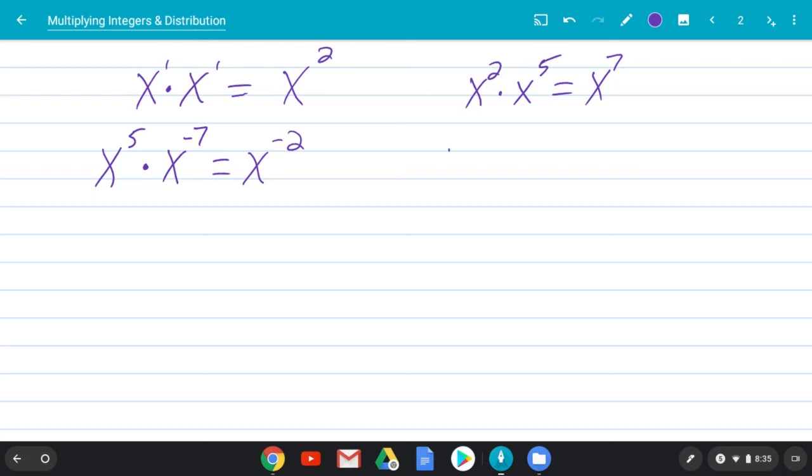Let's stay crazy here. Let's go x to the third times x to the negative fifth.